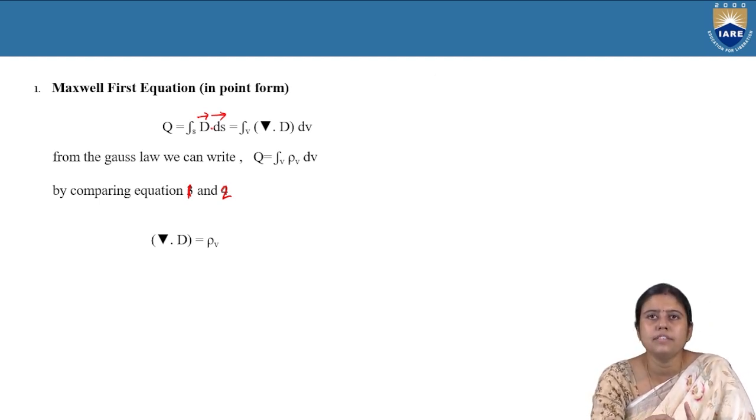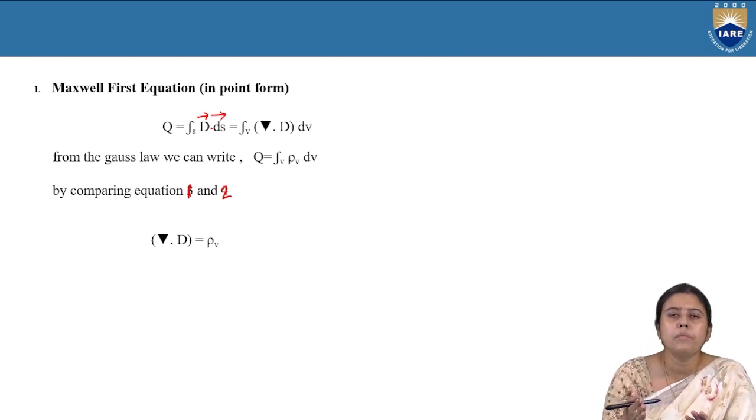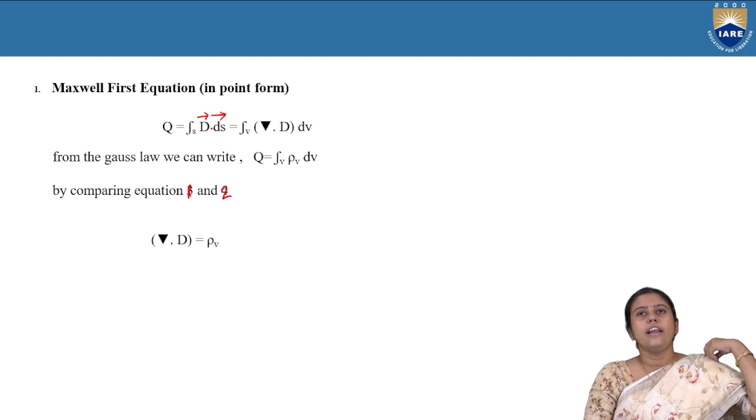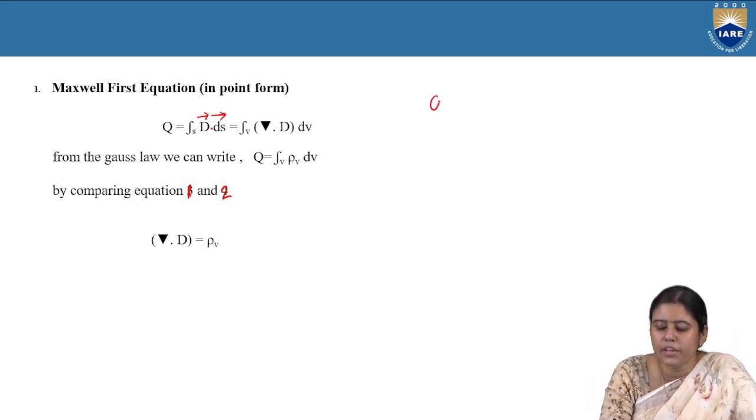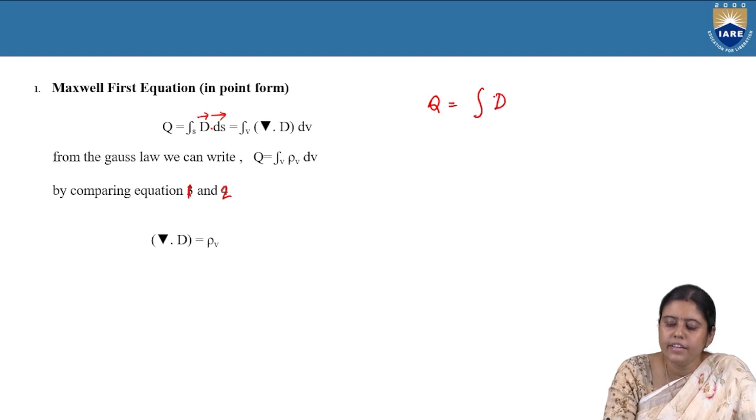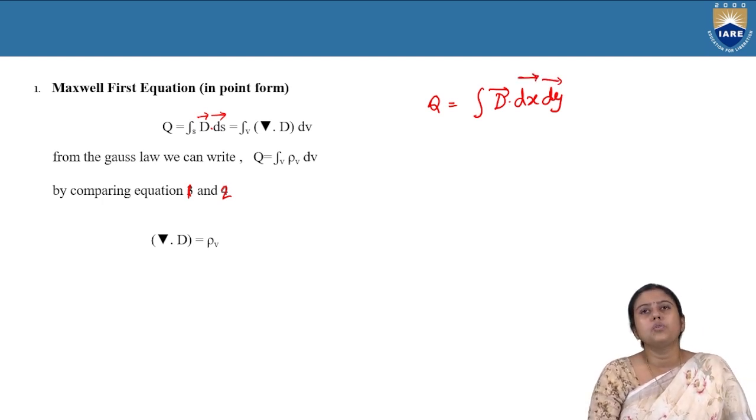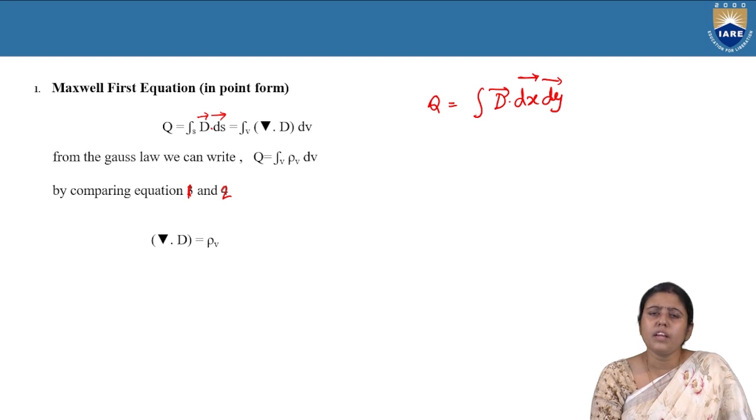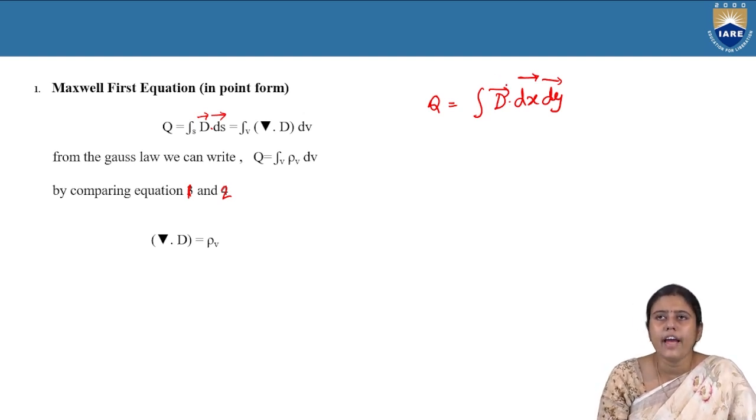Now surface integral means how many times is the integration done? This is a 2-time integration. We can write Q is equal to D dot dx dy, as we discussed in the previous one. Now, according to the divergence theorem, if we want to change from the surface integration to the volume integration, we will take the grad of this equation.